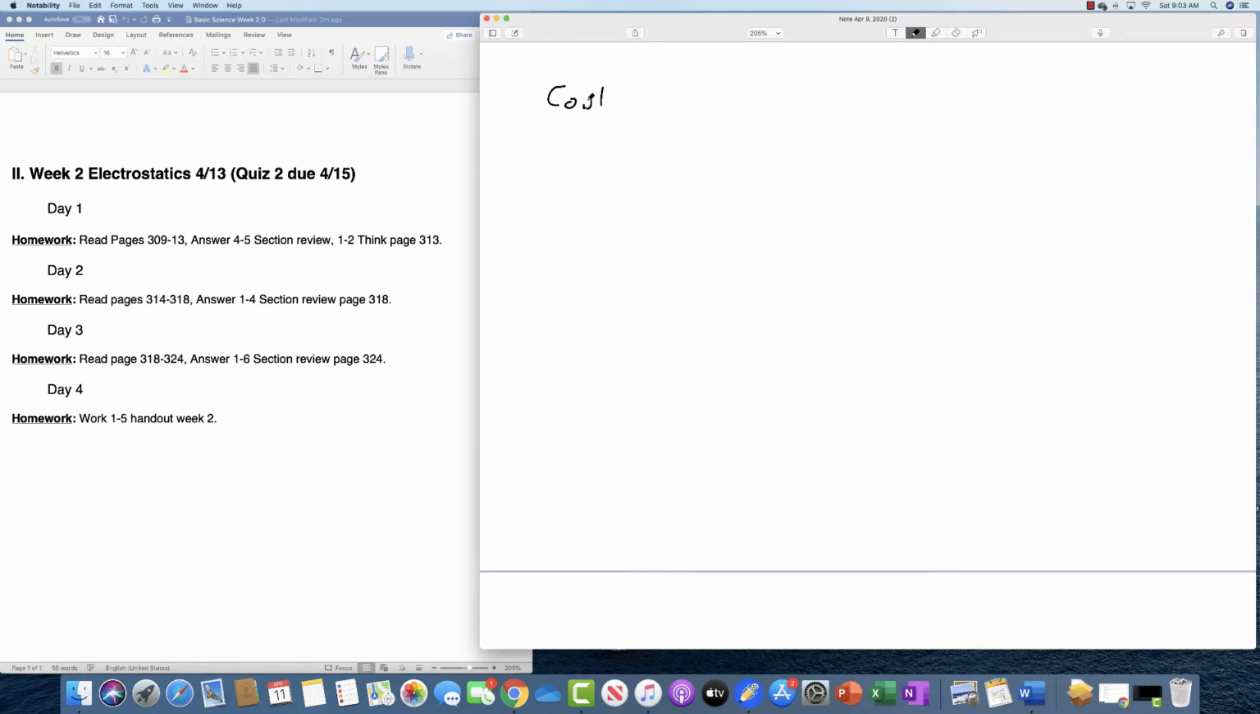Coulomb is spelled C-O-U-L-O-M-B, and it's actually named after a guy. And this is equal to the charge that is equivalent to 6.24 times 10 to the 18 electrons. So the charge that would be present in this number of electrons is equal to 1 coulomb.